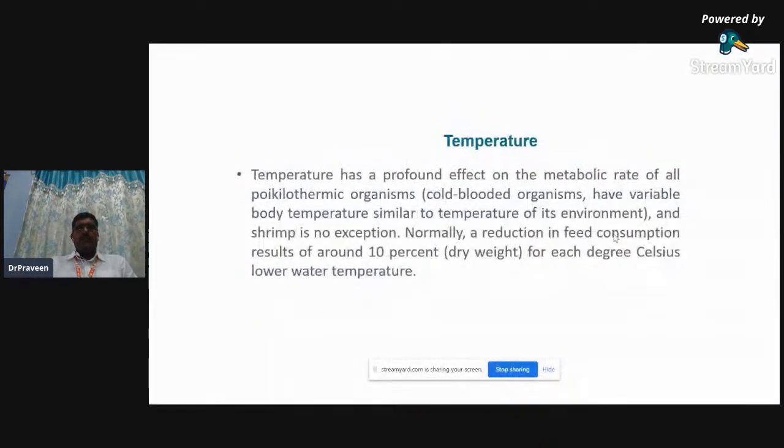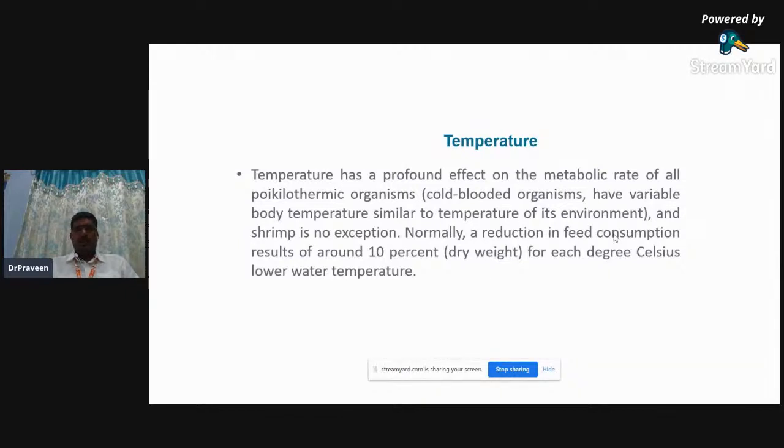And another factor is temperature. Temperature has a profound effect on the metabolic rate of poikilothermic organisms. And shrimp also face the temperature. It is a very critical factor. Thermal reduction in feed consumption results of around 10% for each degree Celsius of the body temperature. As we know, as temperature increases, metabolic rate will increase.